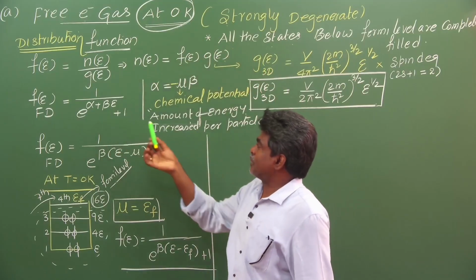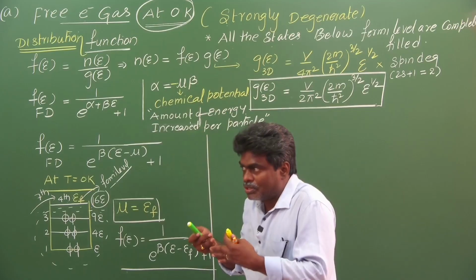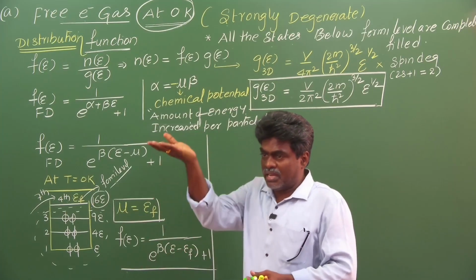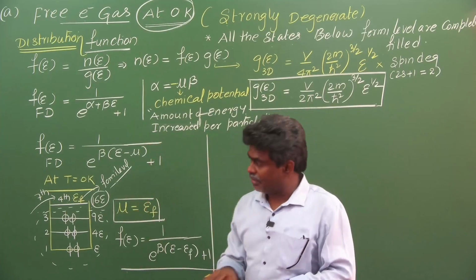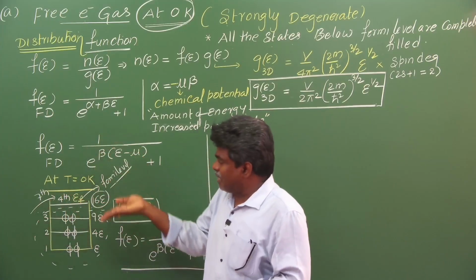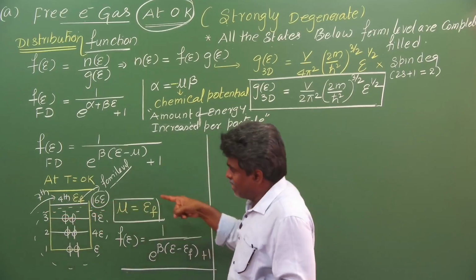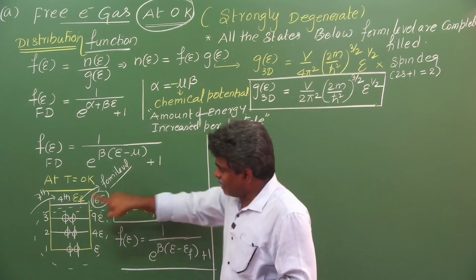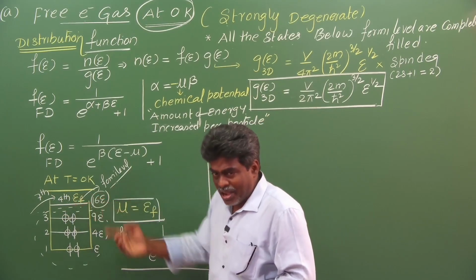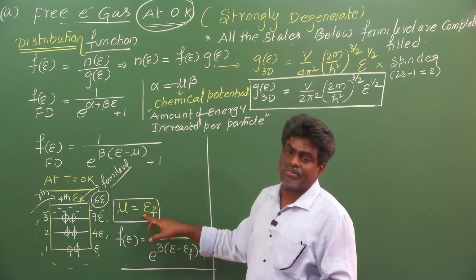Try to understand what I defined here. This is the distribution function, alpha equal to minus mu beta. Mu is the chemical potential, the amount of energy increased by adding one particle. In this example, you are adding the seventh particle. How much energy are you giving? 16E. That is the last level. That's why it is the Fermi level, and that energy is the Fermi energy. So mu equal to the Fermi energy. Clear?